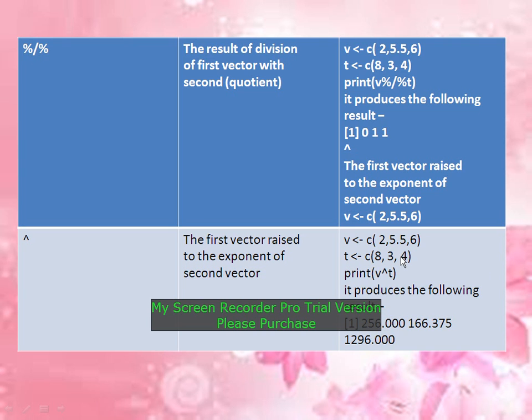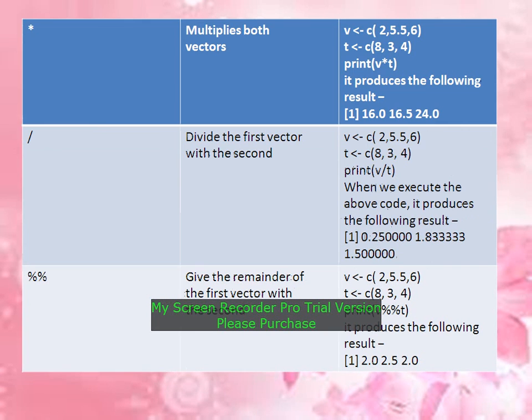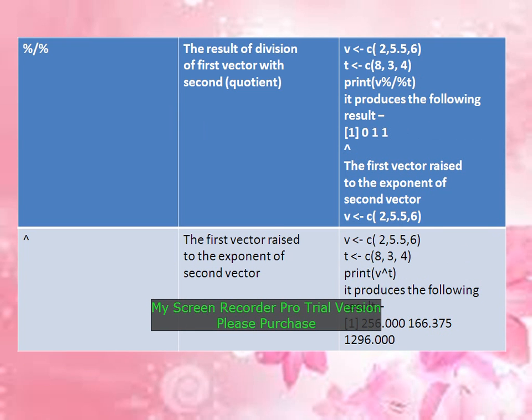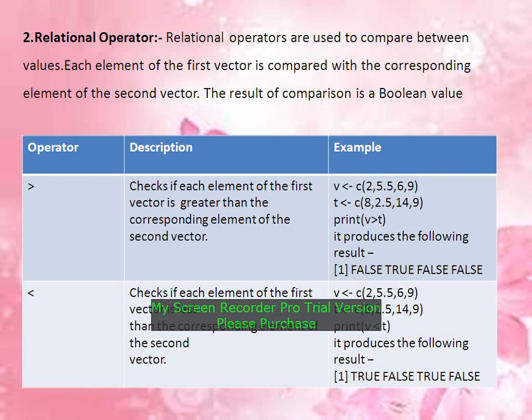166.375, 6 power 4, 6 into 6, 36, 36 into 6, etc. So this is the exponent. So these are the 7 arithmetic operators: add, subtract, multiply, divide with fractional quotient, division with integer quotient, modulo division, and exponent. These are the arithmetic operators. So you can practice this code and also write other vectors and practice the arithmetic operators.